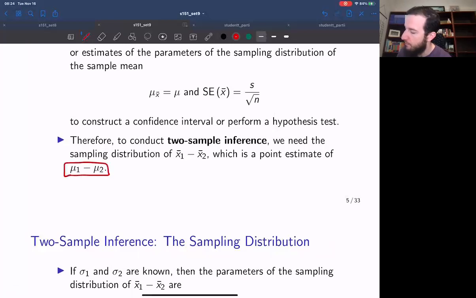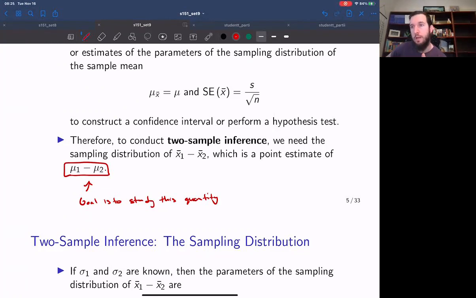We now want to make a statement about mu one minus mu two. So the goal is to study this quantity. We want to ask questions like, is mu one bigger than mu two? Is mu one less than mu two? Are mu one and mu two different from each other? So our same standard questions, but just a comparison between mu one and mu two.